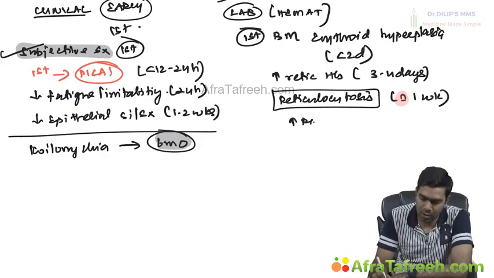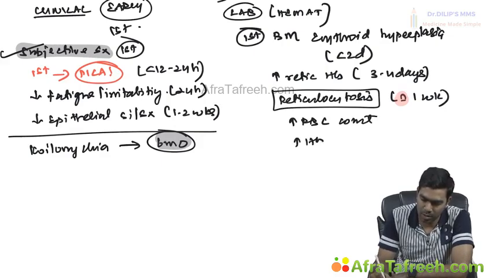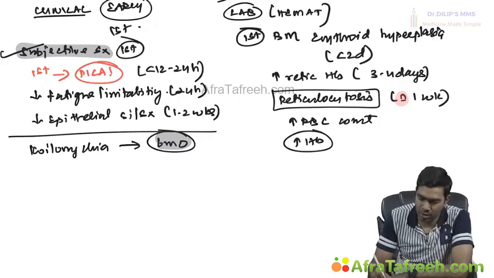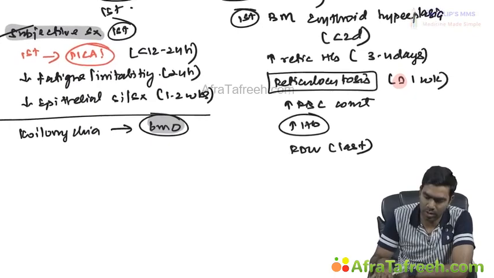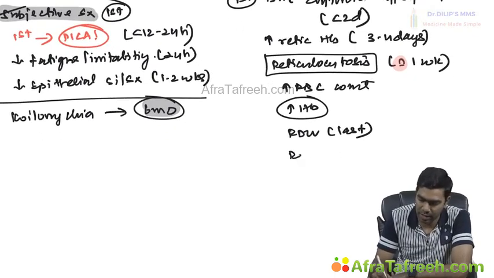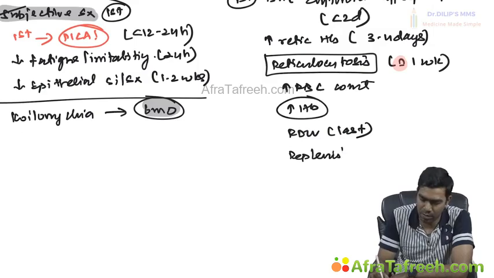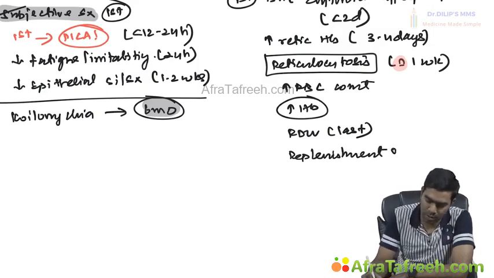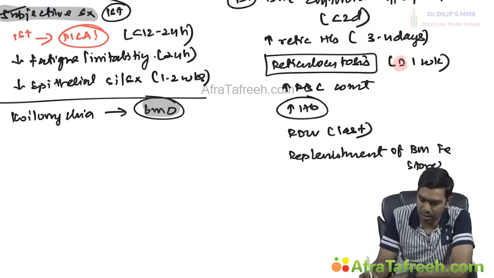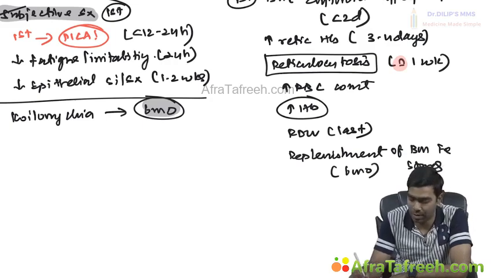Then later on followed by increased RBC count, your increased hemoglobin, and your red cell distribution width is something the last to recover in the peripheral smear, and finally followed by your replenishment of bone marrow iron stores. That is the last to happen. It typically happens around 6 months of time, so by the end of the treatment.